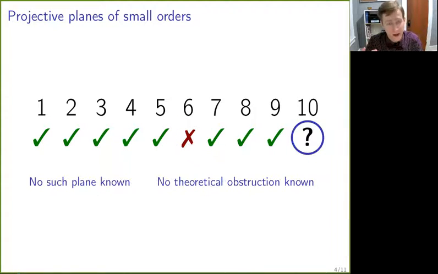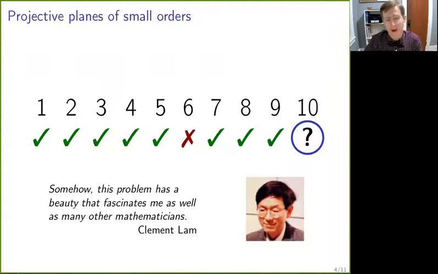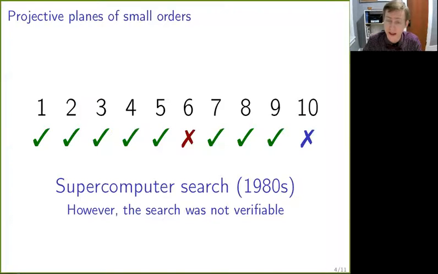But order 10 is very interesting. There's no such projective plane known, and yet there's no theoretical obstruction to such a plane existing. So you could actually conjecture either way. This problem became known as Lamb's problem after Clement Lam extensively studied it in the 1980s. In fact, with the help of some collaborators, he wrote a supercomputer search which resulted in the negative.